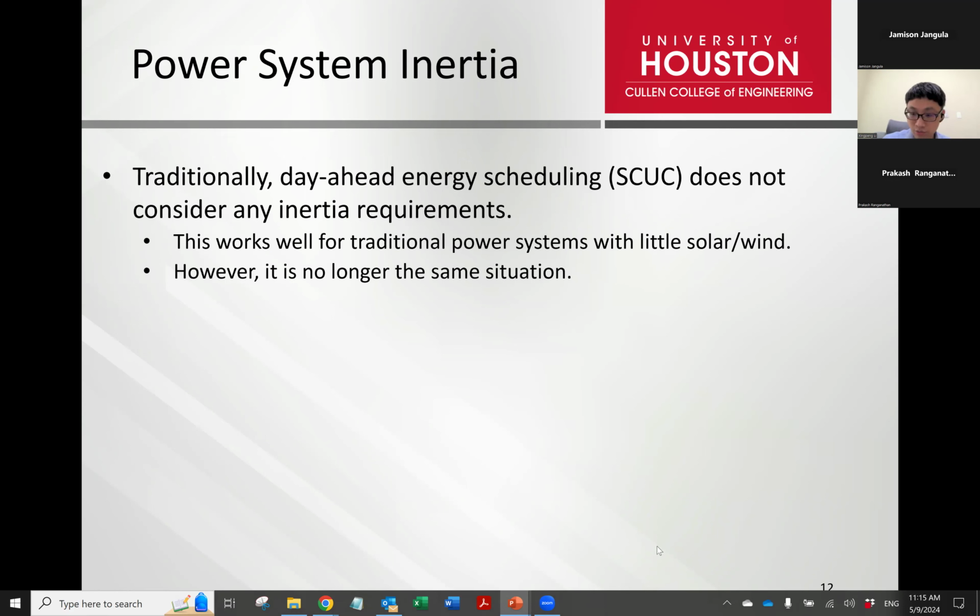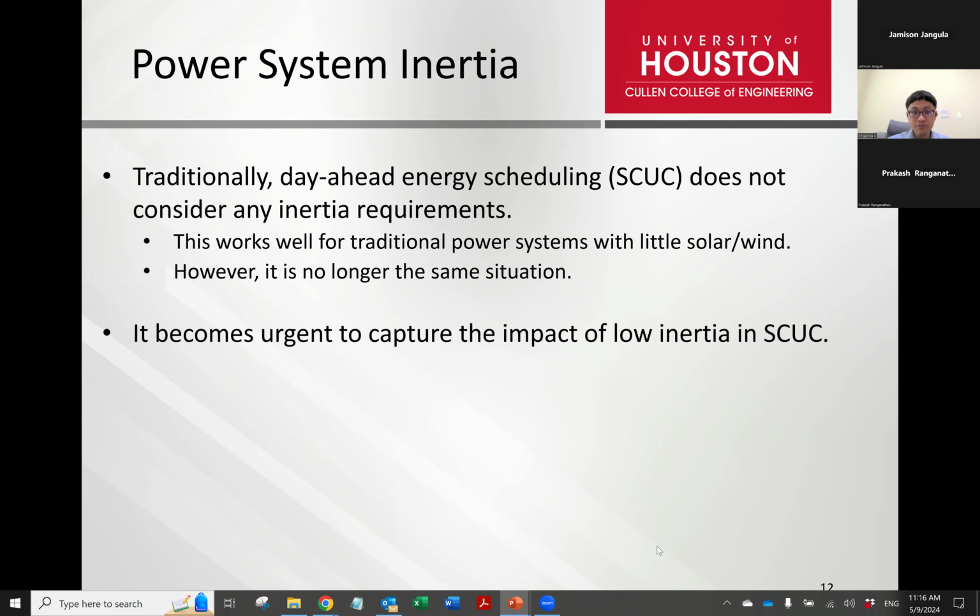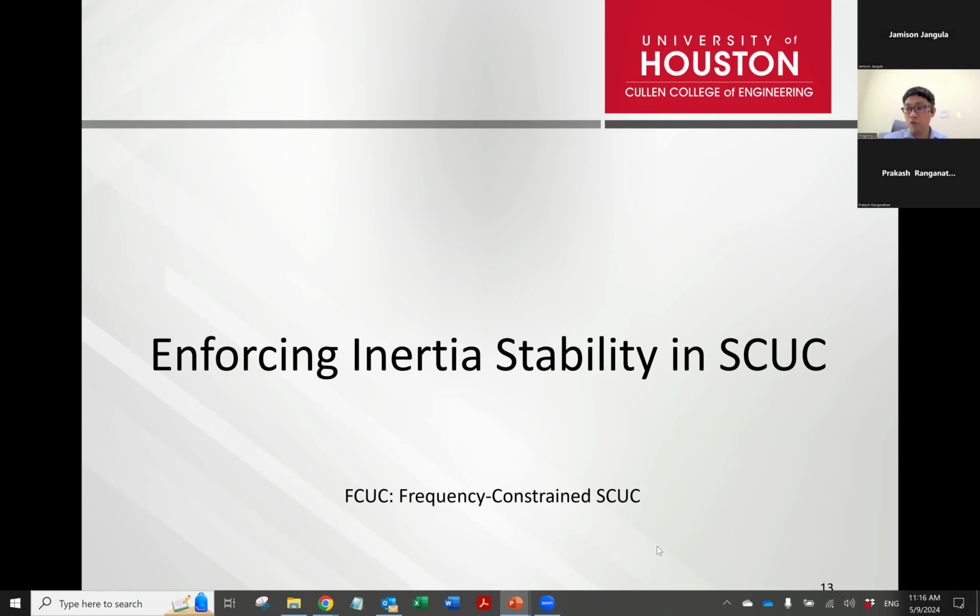So when we care about frequency stability in the day-ahead energy scheduling process, for the traditional power system, the day-ahead energy scheduling never considered such inertia constraints, because the traditional power grid has little solar and wind power and has a lot of synchronous generators. So the traditional power grids are like a strong grid. But things have changed. We have much more solar and wind power, and we will have more in the future. So the grid isn't as strong as before. So we need to capture the impact of such low inertia challenge when we do day-ahead energy scheduling. So next I'll talk about how we can model inertia related constraints and how we can integrate such constraints into the day-ahead energy scheduling model, which is SEECS.